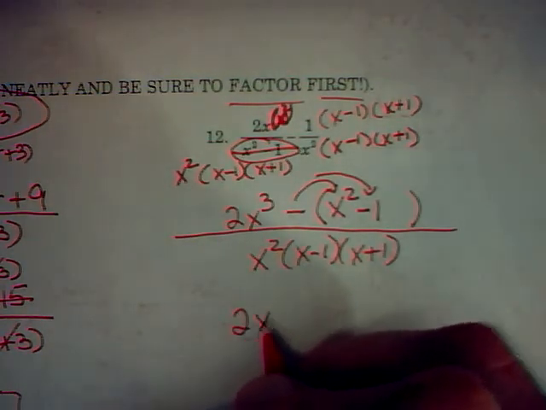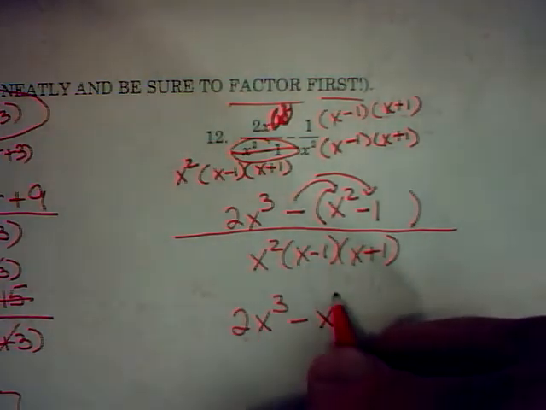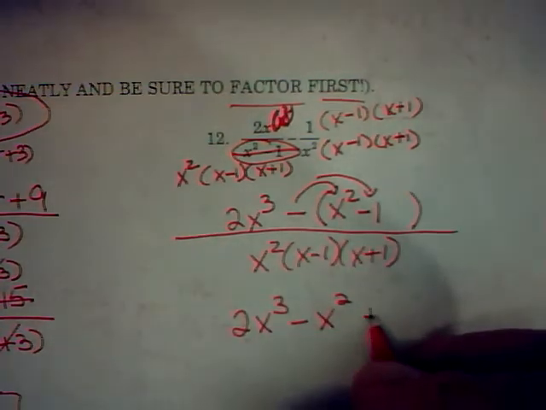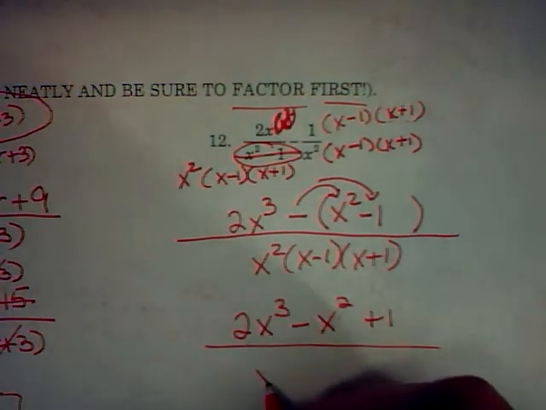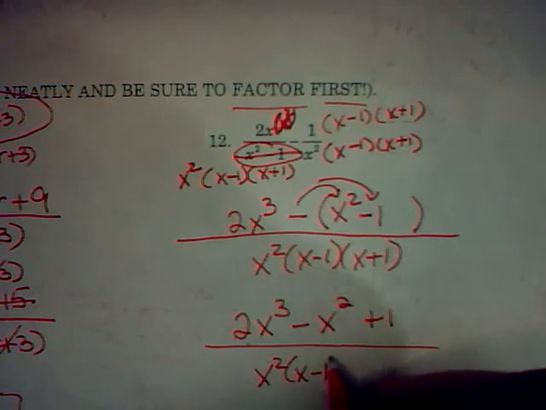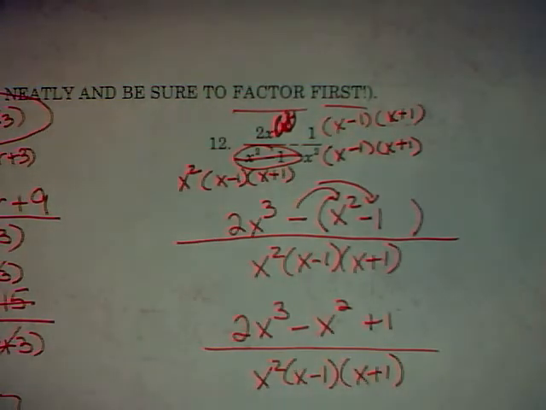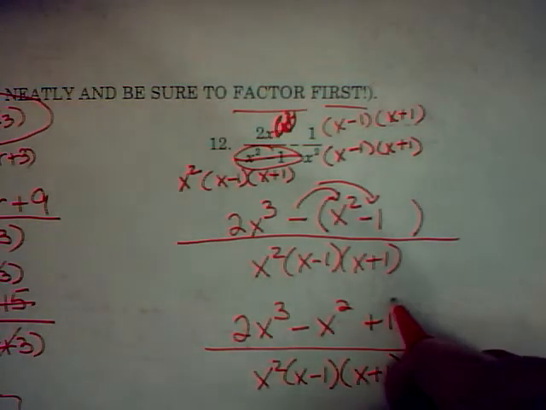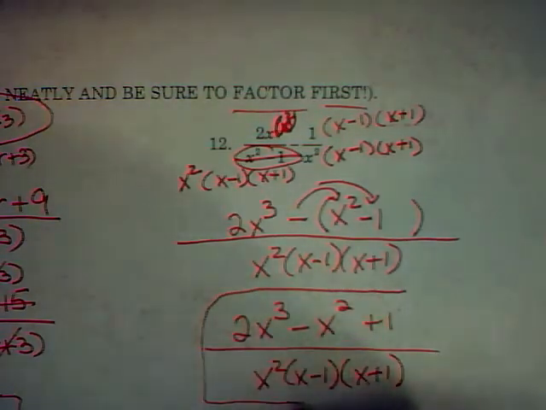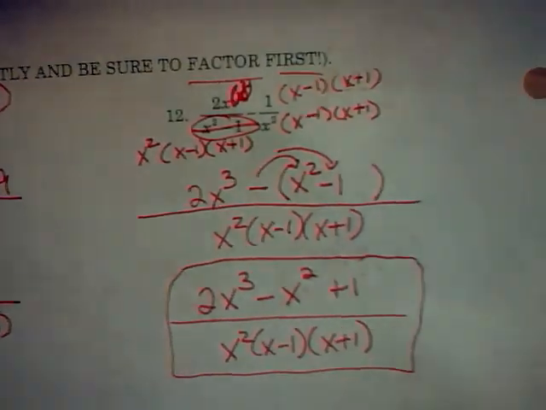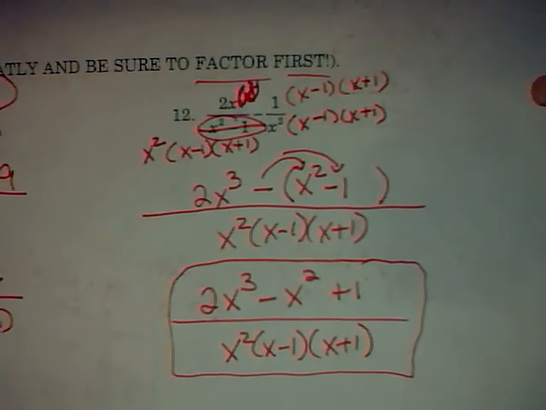So here we have 2x cubed minus x squared, and then plus 1, and then that's over your x squared, x minus 1, x plus 1. And here, this does not appear to be factorable. We cannot take out a common factor of x, and since this is a cubed, we can't factor this. So here is your simplified answer for number 12.